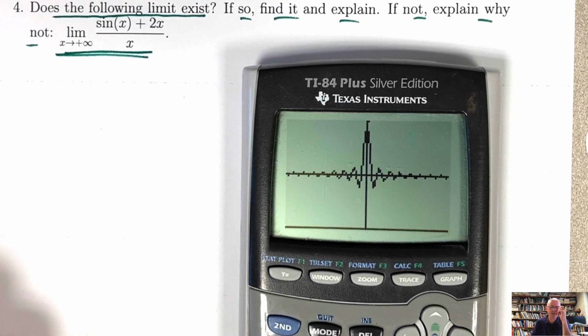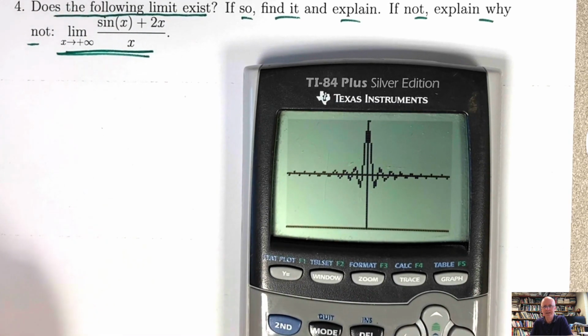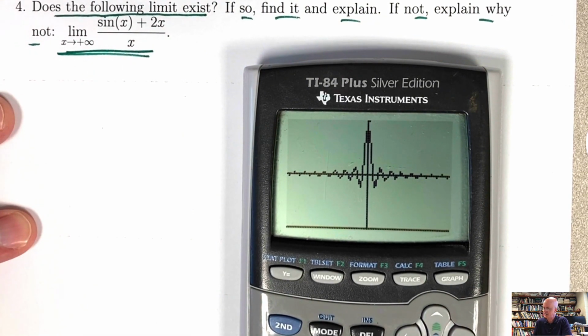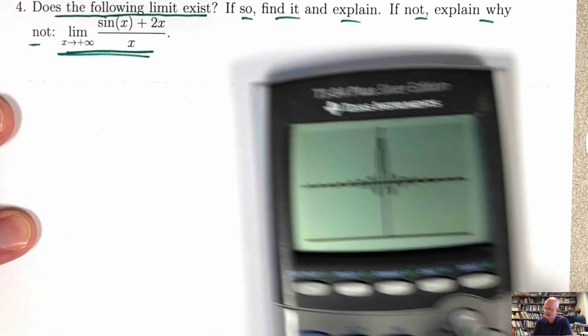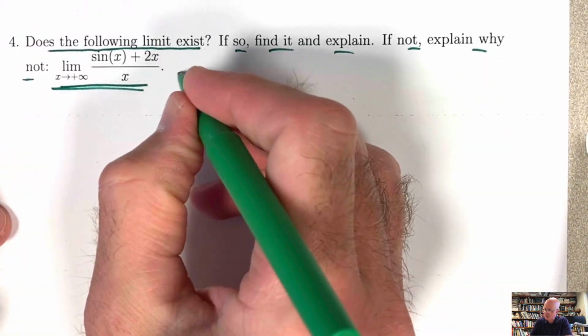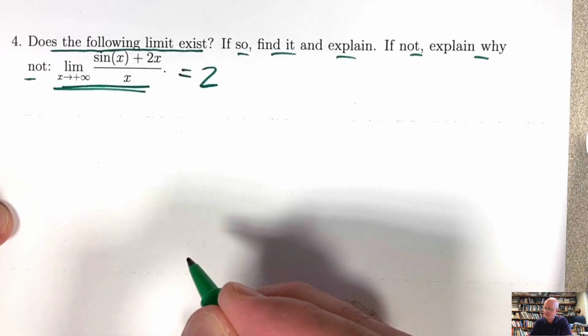But wait a minute. Can graphs cross their horizontal asymptotes? Is that allowed? Can I call that a horizontal asymptote? The answer is yes, you can. Graphs can cross horizontal asymptotes. It's just with rational functions, they often don't. So we're sort of used to graphs not crossing horizontal asymptotes, but this is a case where it does. So it looks like the limit here does exist and does equal 2.